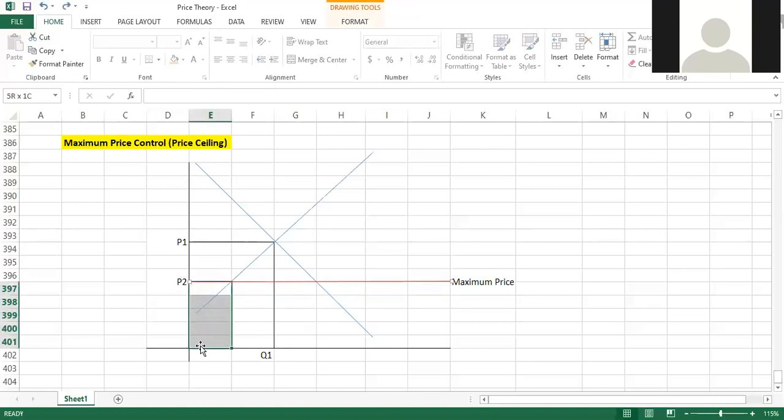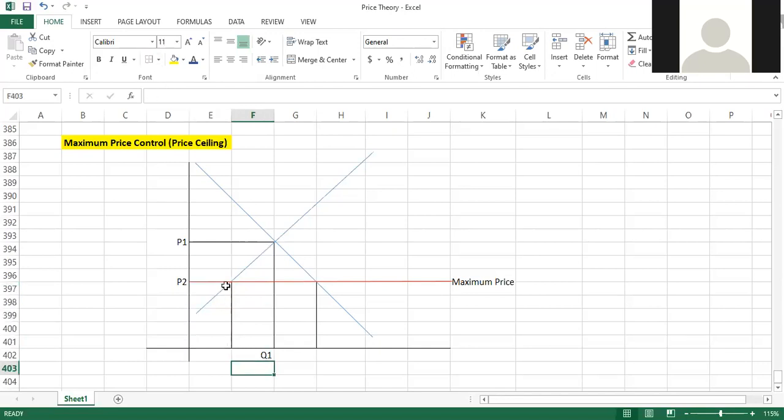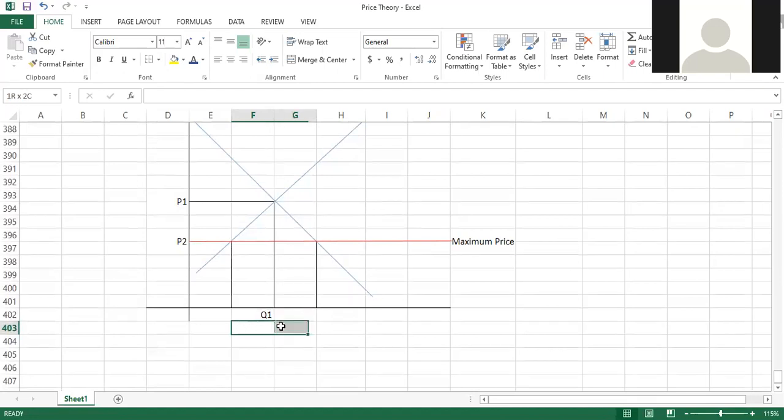Why? As you mentioned very correctly, the quantity demanded will increase, because at a low price consumers are willing to buy more, but producers are willing to sell less. As a result of imposing the maximum price, there will be a shortage. The consumers are willing to buy more, so the quantity demanded will increase, but the quantity supplied will decrease.